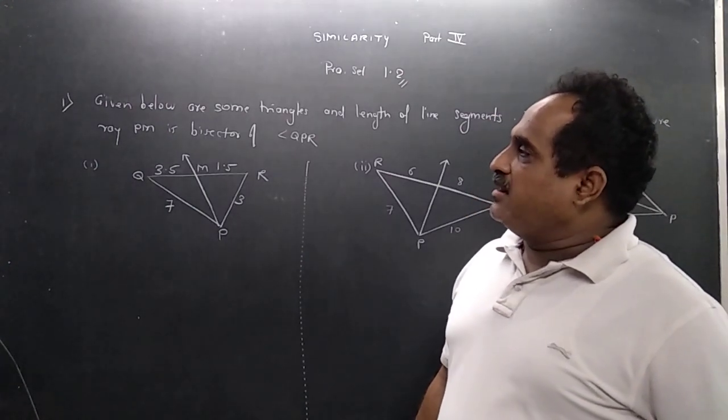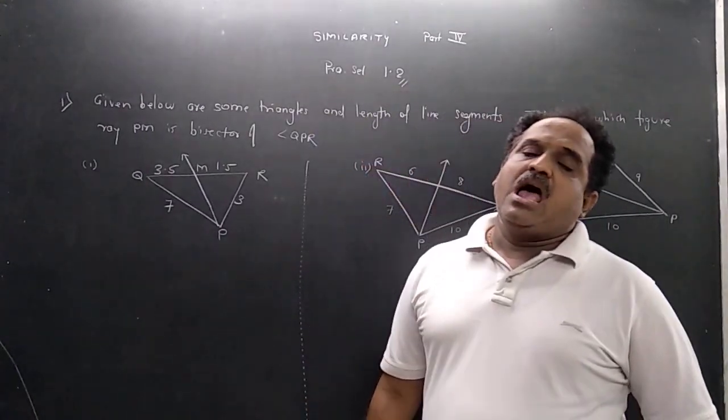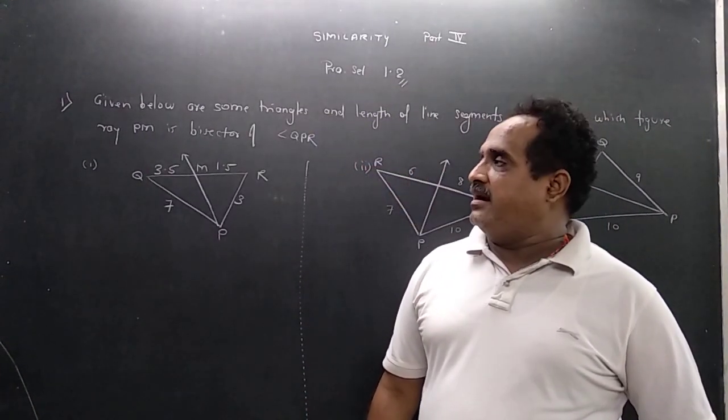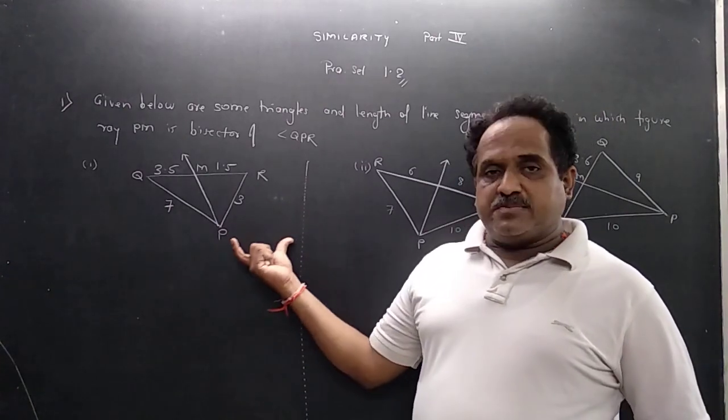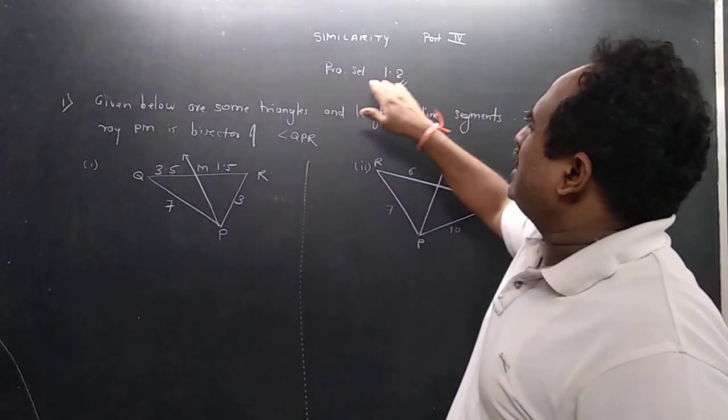Now we are going to start one more theorem. It is not explained in the textbook, that is the converse of angle bisector theorem of a triangle, but questions are there on this basis, so we'll start with that. Now we are going to start with practice set 1.2.